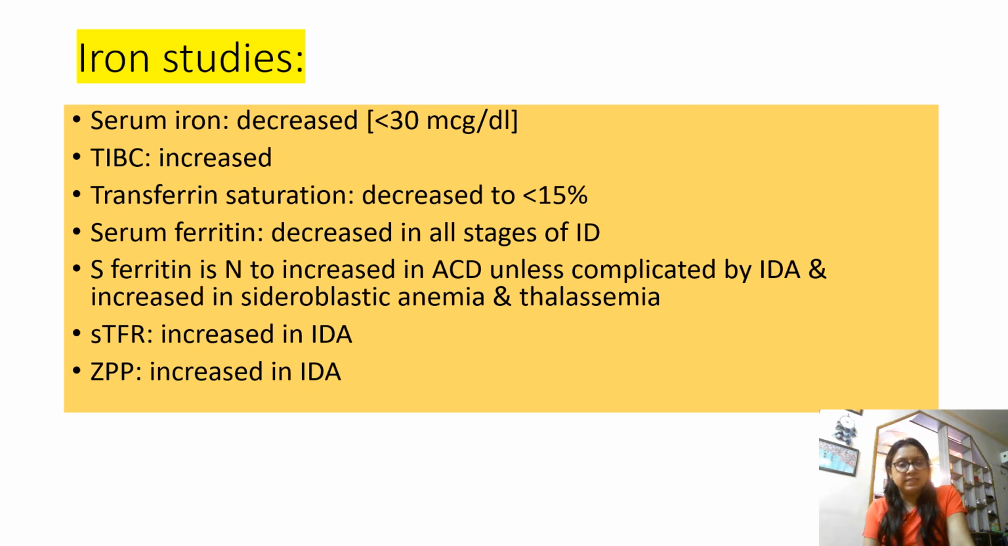Then serum iron, it is decreased, which is less than 30 microgram per deciliter. TIBC is increased. Transferrin saturation is decreased to less than 15%. Serum ferritin is decreased in all stages of iron deficiency. See, serum ferritin is normal too.